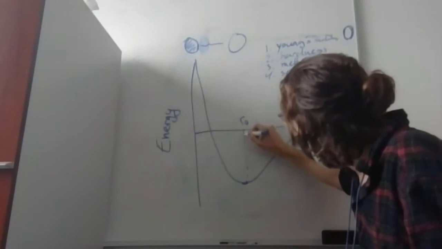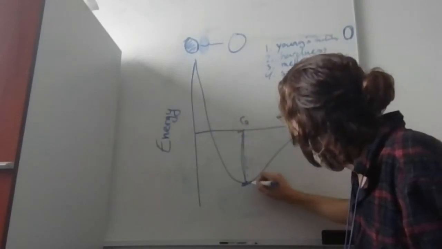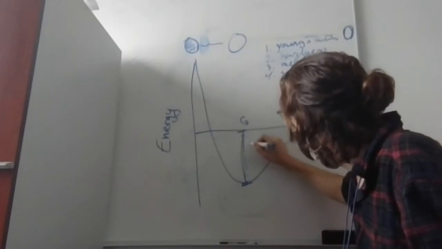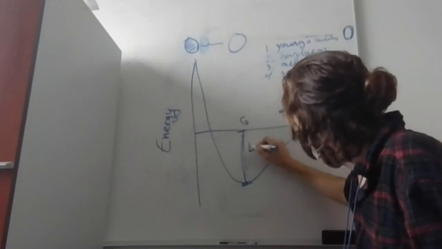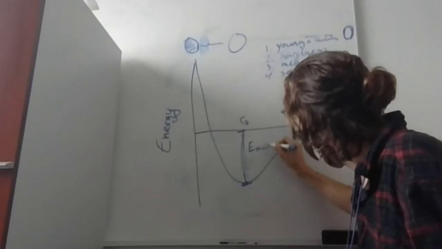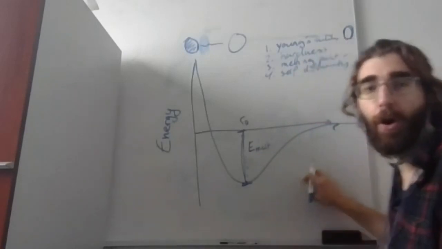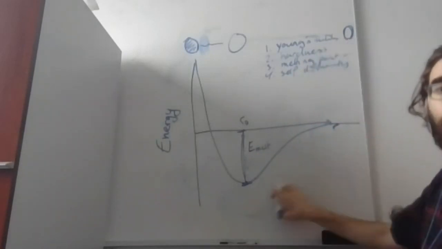So this magnitude is related to the energy required to melt all of the bonds. It's proportional, right?